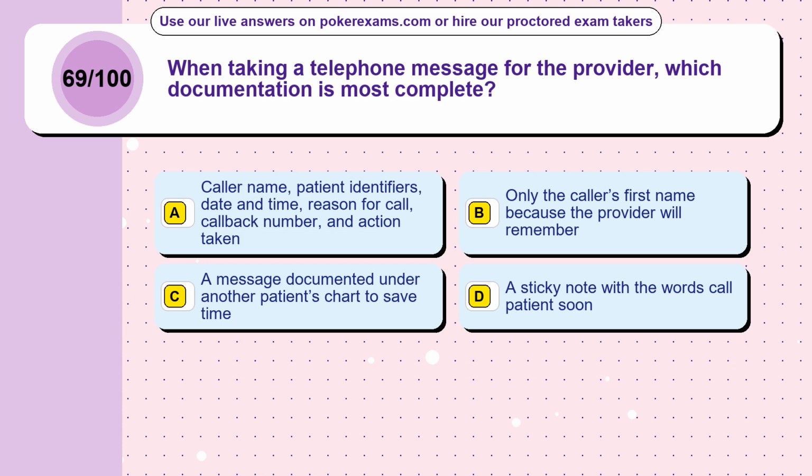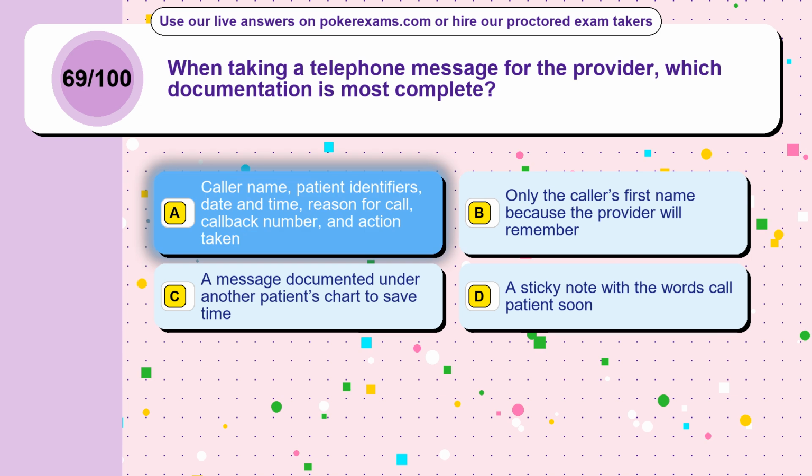Question 69. When taking a telephone message for the provider, which documentation is most complete? Option A. Caller name, patient identifiers, date and time, reason for call, callback number, and action taken. Option B. Only the caller's first name because the provider will remember. Option C. A message documented under another patient's chart to save time. Option D. A sticky note with the words "Call patient soon."